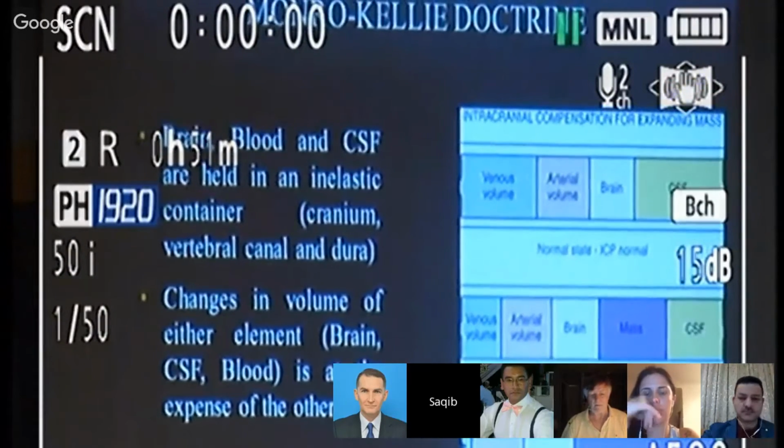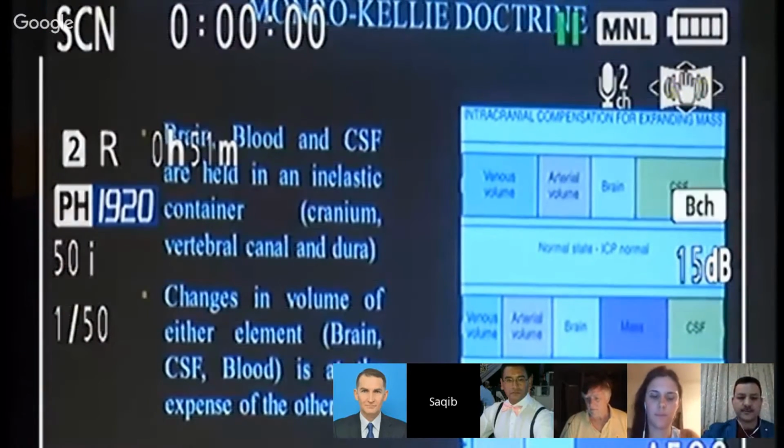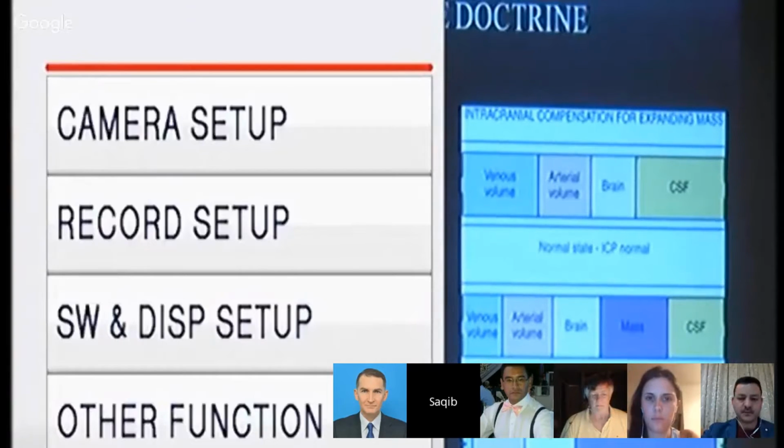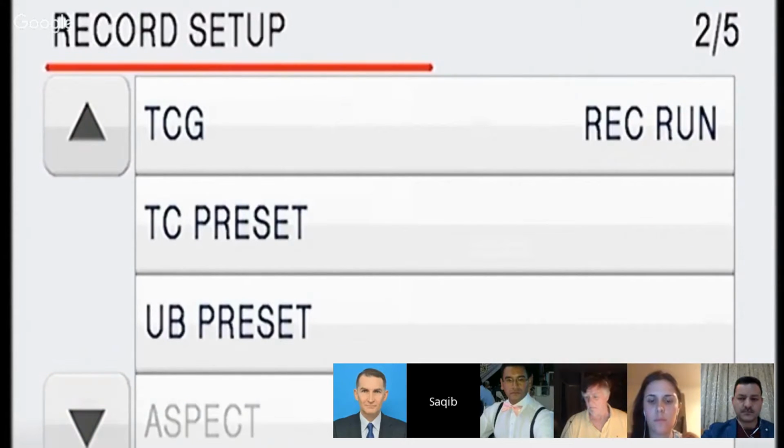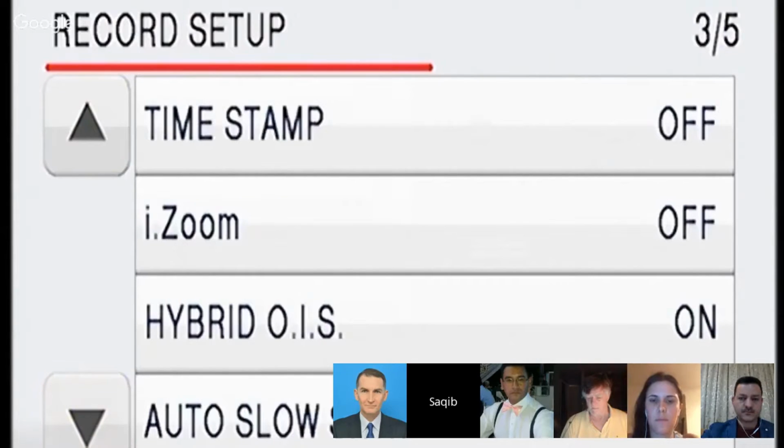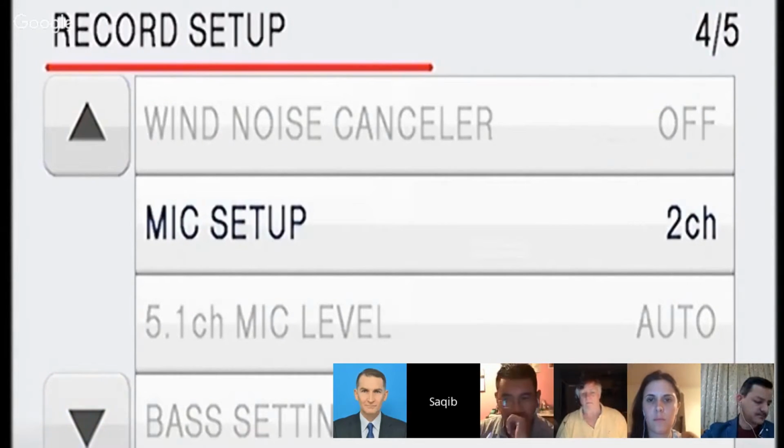If you see here, there is some mass, which can be a tumor, which is usually not present within the brain. If it comes there, then all the other components have to compensate to maintain the equilibrium. And within a certain limit, this equilibrium is maintained. But beyond that, it becomes pathological, and the pressure is above the normal limits.